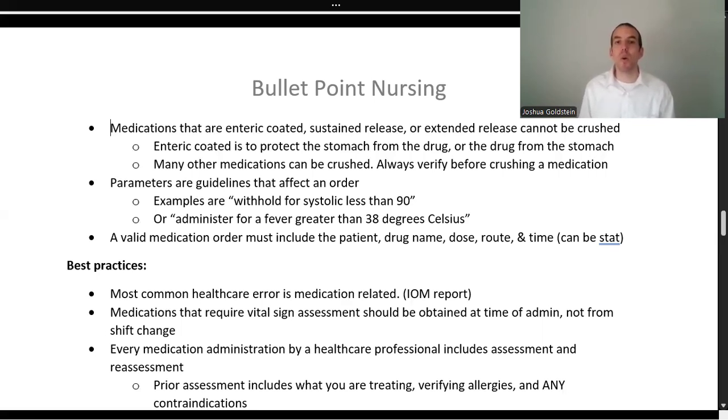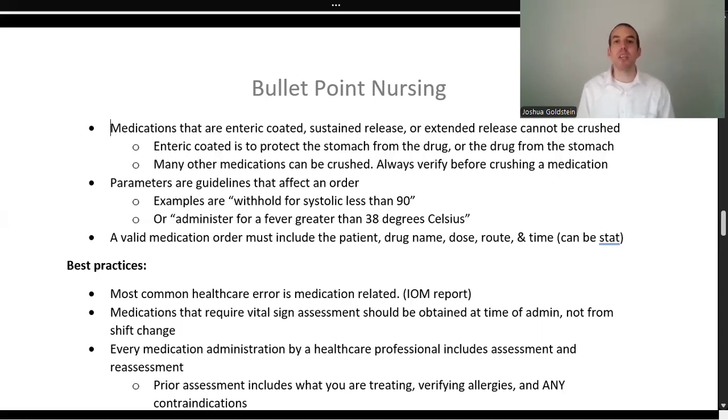Next, medications that require vital signs must be assessed at the time you're giving the drug. If it's 9 a.m., there's no way you have an excuse to use your 7 a.m. vitals from two hours ago. You have to use the assessment at the time of administration. Plus, if you are assessing vital signs, this is just me talking, not your textbook, if you have to assess, let's say, a patient's blood pressure before giving medication, don't just check the blood pressure, check all the vitals. It's a good habit to get into.